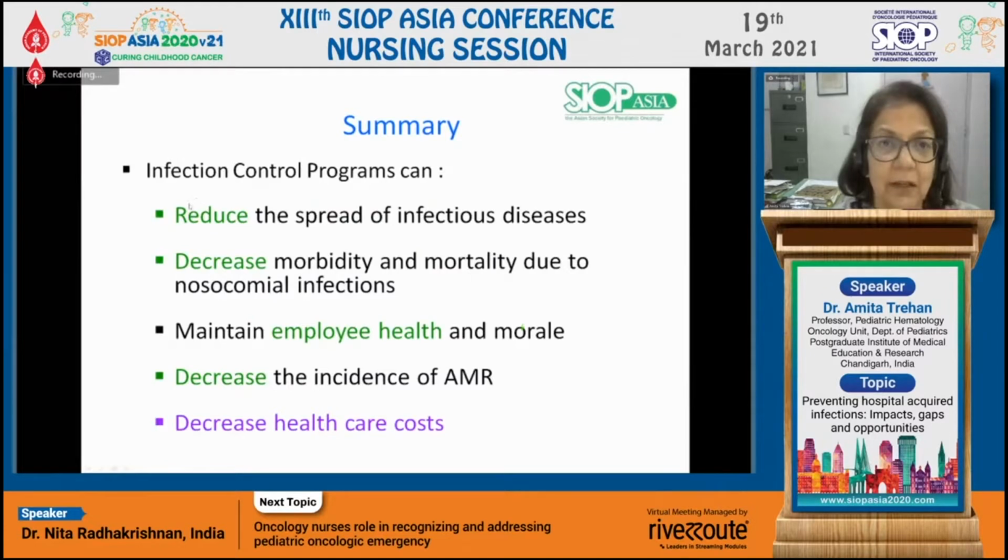And so, infection control programs, when put in place appropriately, reduce the spread of infection, and ultimately this will decrease morbidity and mortality because that is the worrying part about nosocomial infection. Maintain employee health and morale, decrease the incidence of antimicrobial resistance, and ultimately this will result in a decrease in health costs.